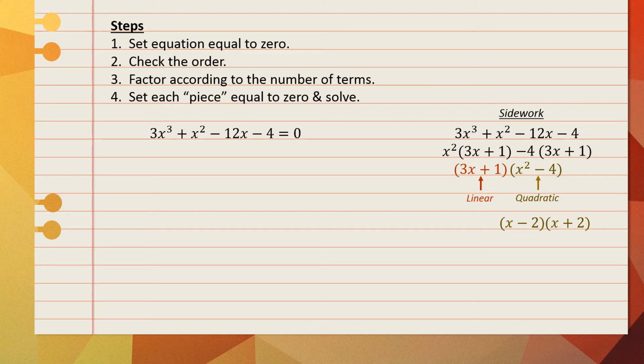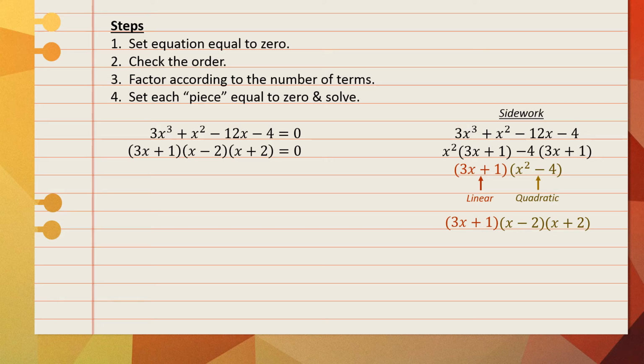But we can't leave behind the other factor. We still have 3x plus 1. Now we check all those parenthesis sets. Are they all linear? Yes, which means we have completely factored, so we can take our factors back to the equation. We now have 3x plus 1 times x minus 2 times x plus 2 equals 0. So we interpret this as some number times some number times some number equals 0. So one of those values must be 0 in disguise.